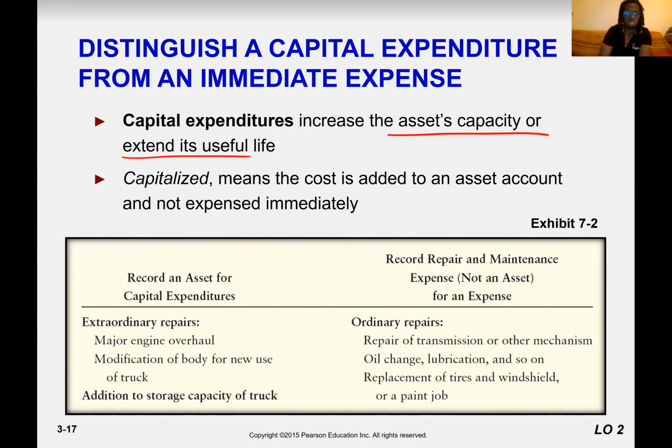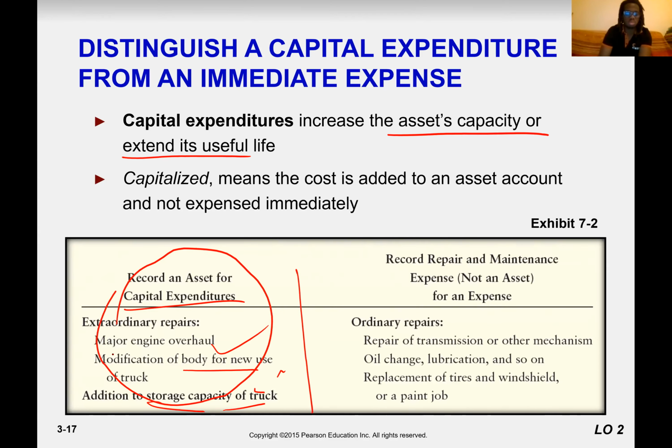So we have an example here. What we call capital expenditure: major engine overhaul, modification of the body for a new use of the truck, addition to the storage capacity of the truck. Normally these are used in the cargo services industry, or by manufacturing or factory employees who are given cars, vehicles, this kind of stuff.